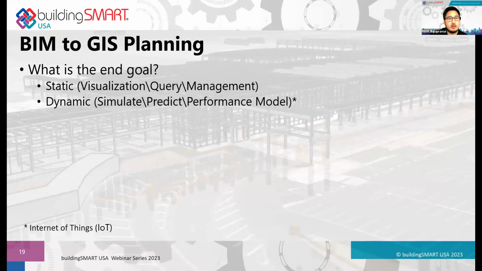So we start off in the BIM to GIS planning phase. We want to see what's our end goal. In this case, we have completed the project already, so we're looking at a static model. We're just looking to visualize the model or query or manage it. But there is a dynamic route that we can go through where IoT sensors can be introduced to get live, up-to-date data for that BIM model integration.